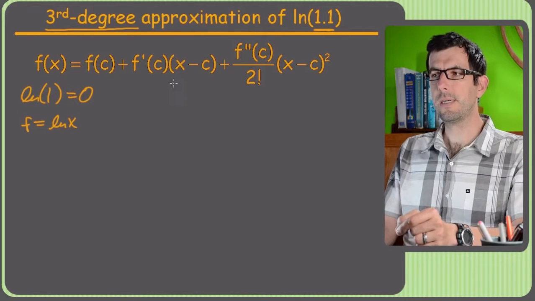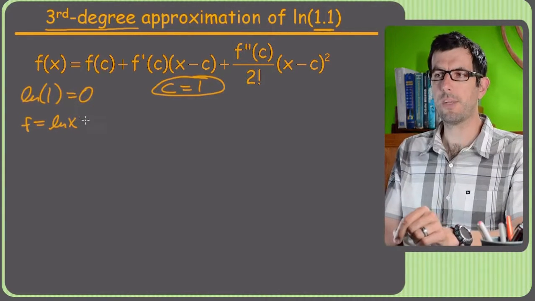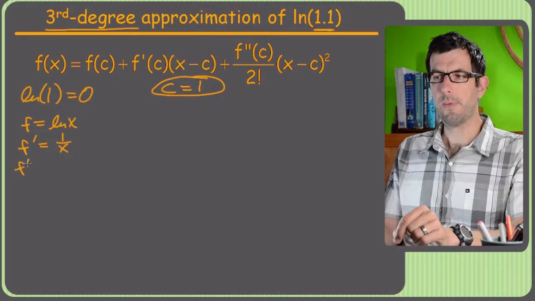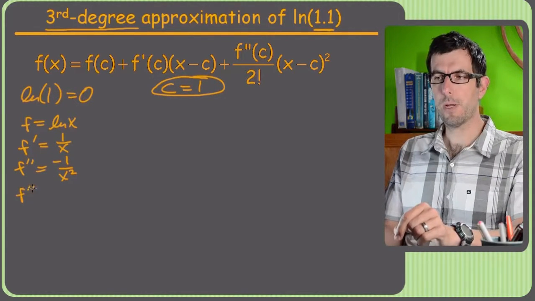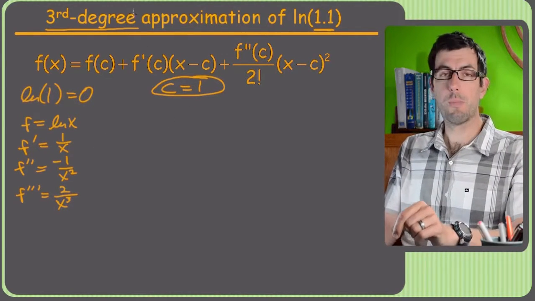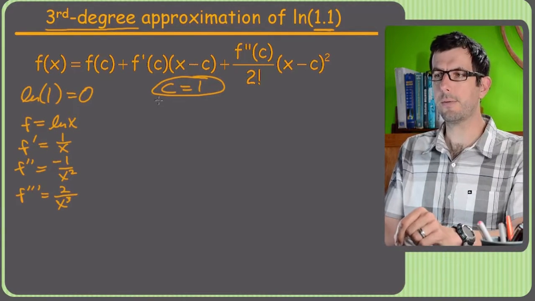And then c is going to equal 1, because we're finding the series about 1, since I happen to know ln of 1 off the top of my head. So first things first, we need a bunch of derivatives here. F prime equals 1 over x. F double prime is going to be negative 1 over x squared. And f triple prime is going to be positive 2 over x cubed. I think that's all the ones we need, because the third degree Taylor expansion has a power of 3. F triple prime is the highest prime we got.